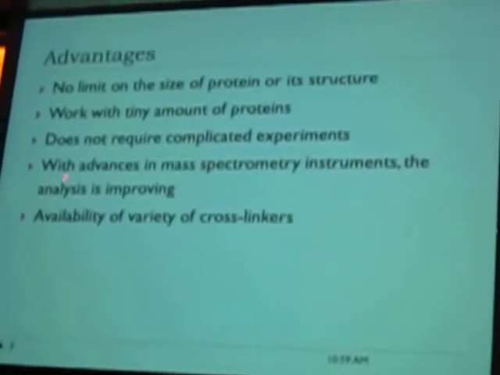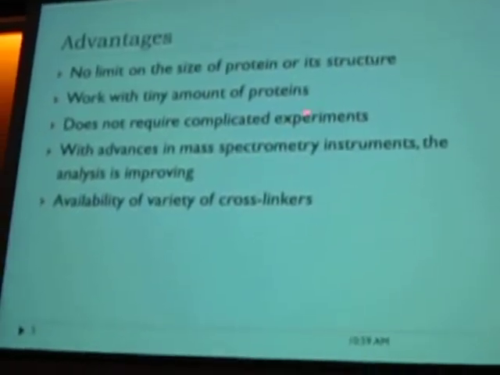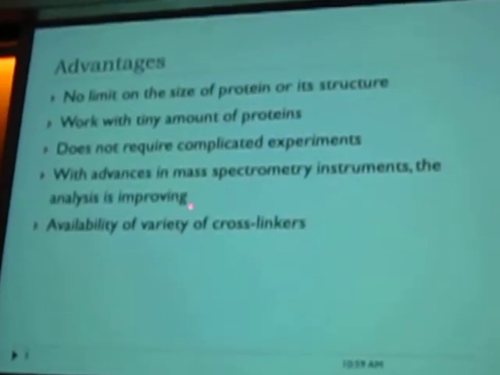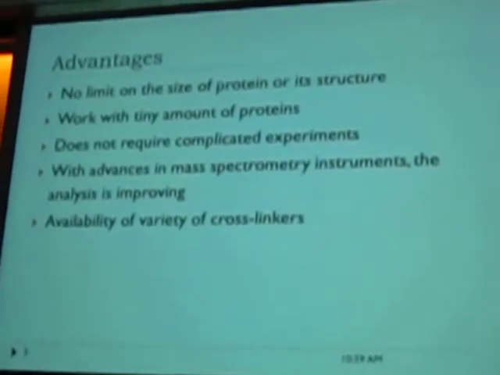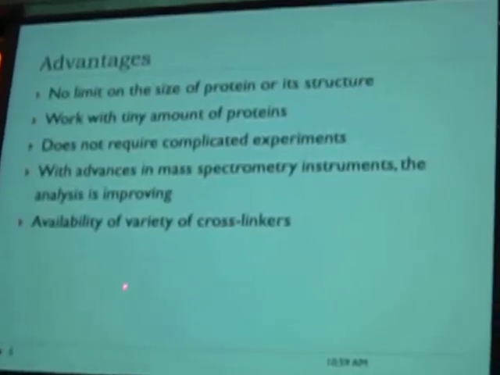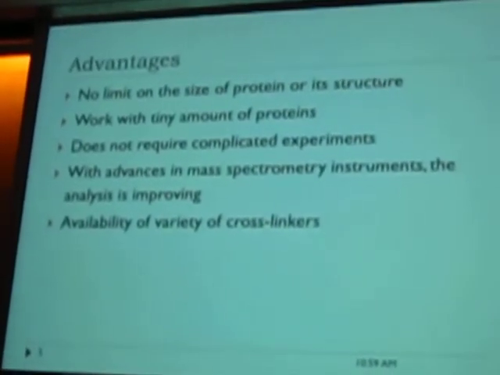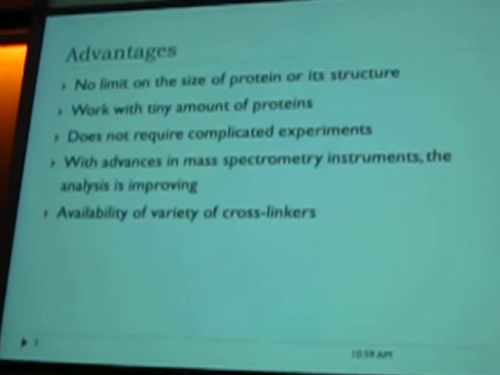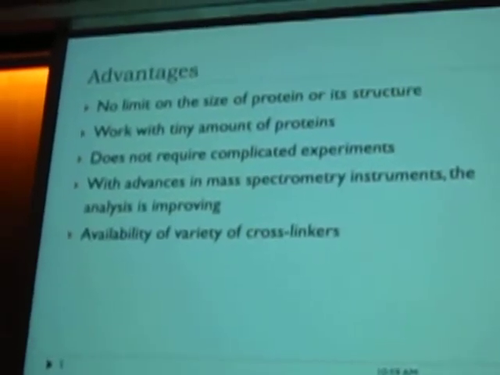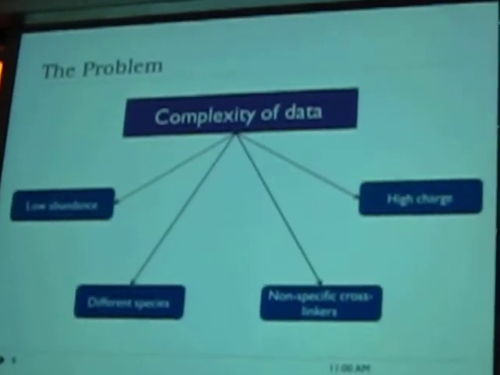We can work with anything, and it really requires femtomole amounts of protein, and it does not require any complicated experiments. It is a straightforward biochemical experiment, and with advances in mass spectrometry instruments, the analysis is becoming really accurate and really efficient. And we have a variety of cross-linkers, of different sizes and different properties, with specificity to different amino acids. So we can really capture different properties within the cross-links. So what is the problem I'm talking about in data analysis?